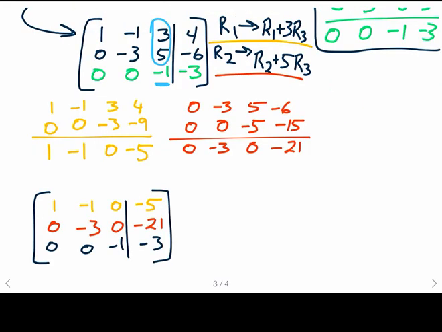So my first row has now been replaced by 1, -1, 0, -5. My second row, 0, -3, 0, -21. And my third row stayed the same, 0, 0, -1, -3.